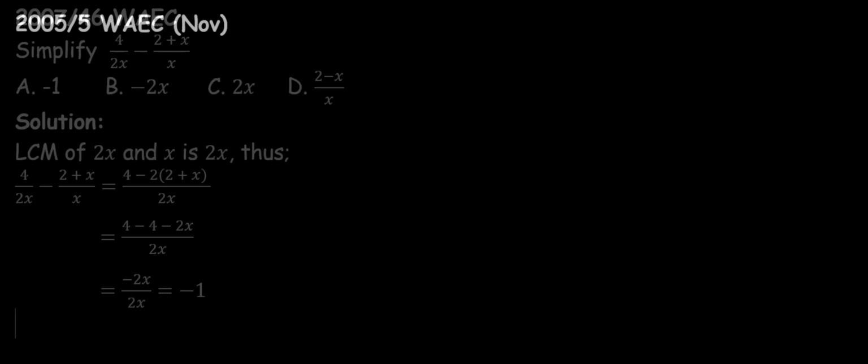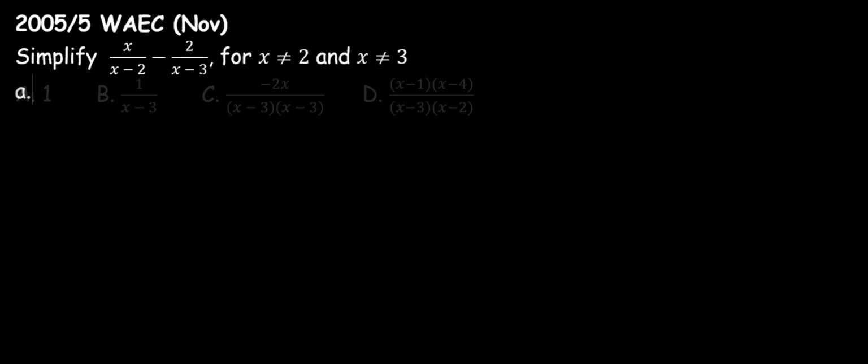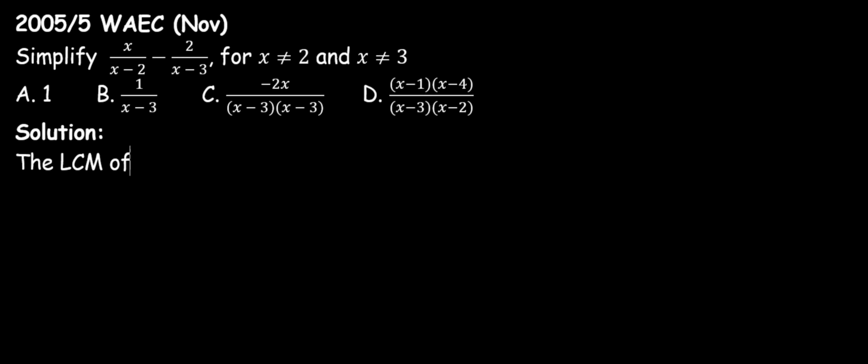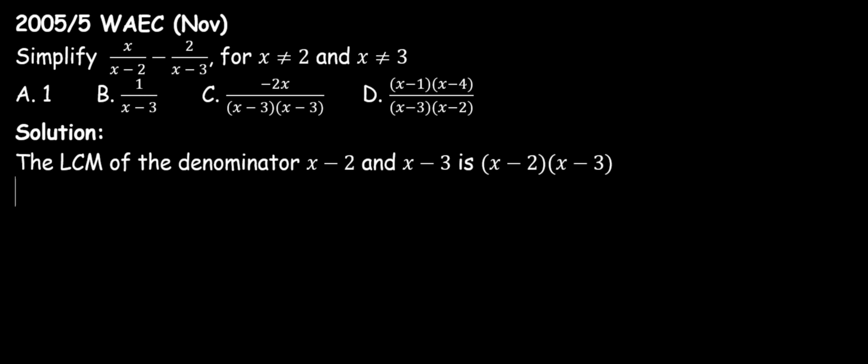Another example. Simplify x divided by x minus 2 minus 2 divided by x minus 3, for x not equal to 2 and x not equal to 3. The options are given. Solution. The LCM of the denominators x minus 2 and x minus 3 is the multiplication of both terms. Thus, we can say that our given problem is equal to, in the denominator, we have x minus 2 into x minus 3.